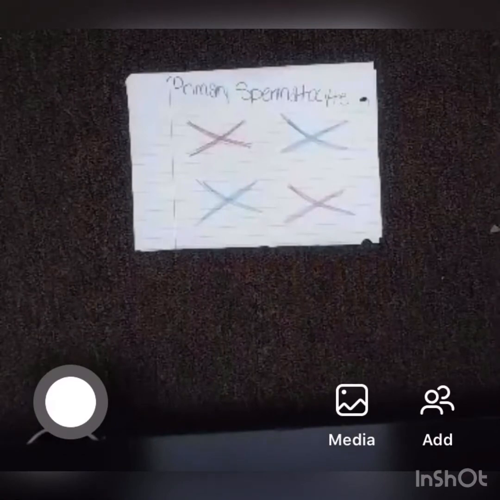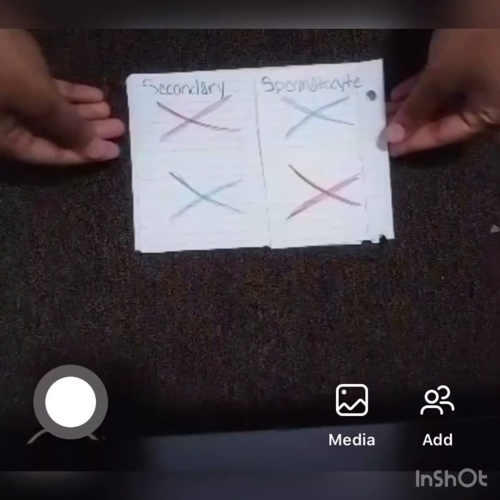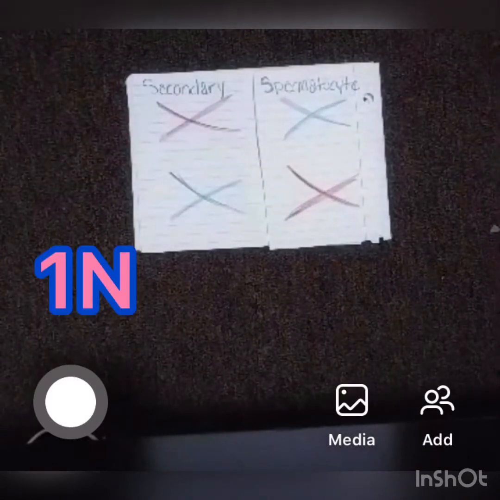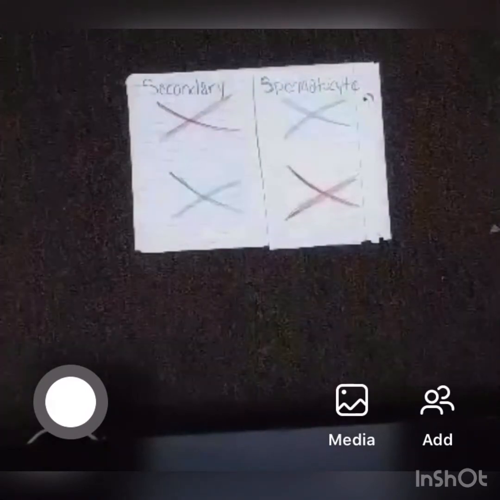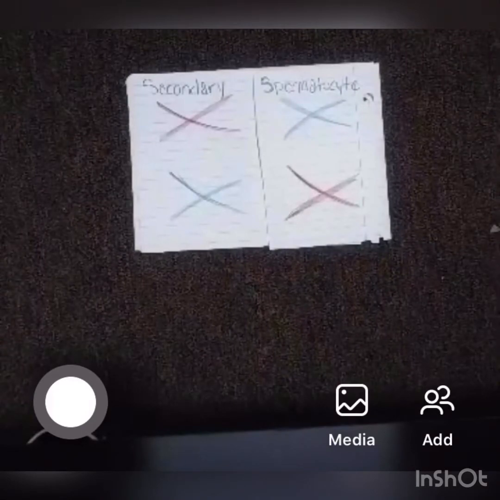And when it undergoes meiosis 1, the DNA in the cell splits in half to create two secondary spermatocytes. Now, each secondary spermatocyte has one set of chromosomes. Even though it looks like there's two sets, actually it's only referred to as having one set of chromosomes.